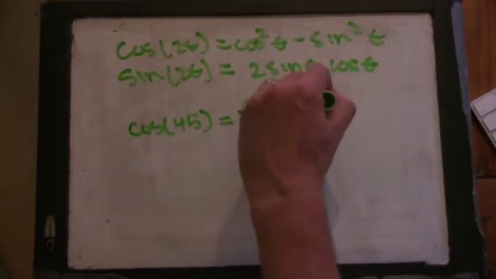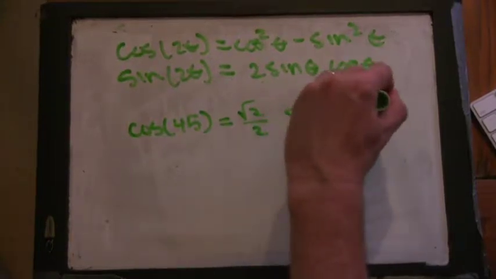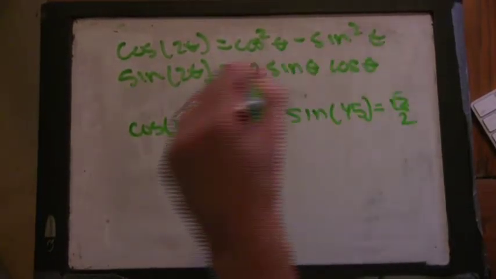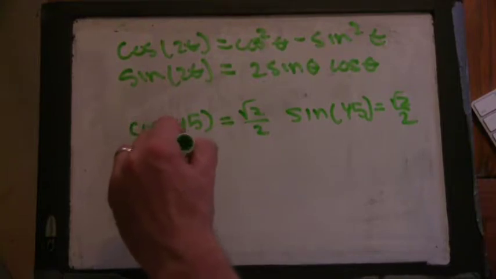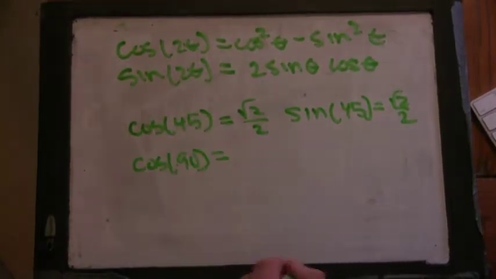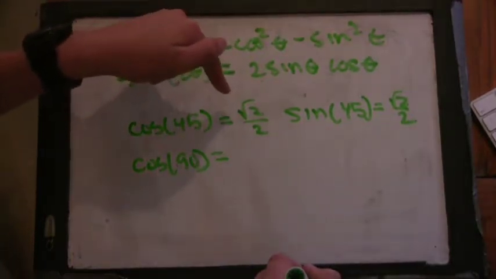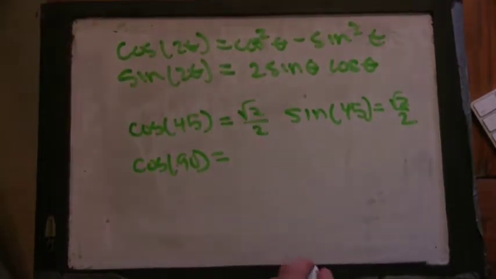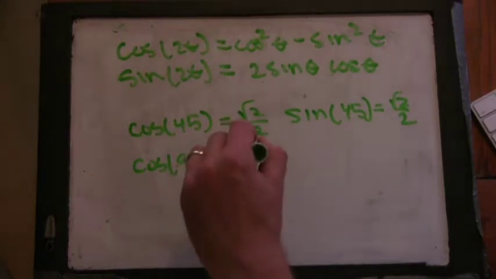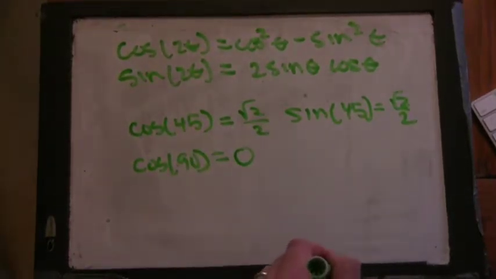And what's sine of 45? Also root 2 over 2. And how about cosine of 90? Well, by our formula, cosine squared is this squared. So what is root 2 over 2 squared? 1/2. Minus a half, so it's 0. Is cosine 90 0? Correct.